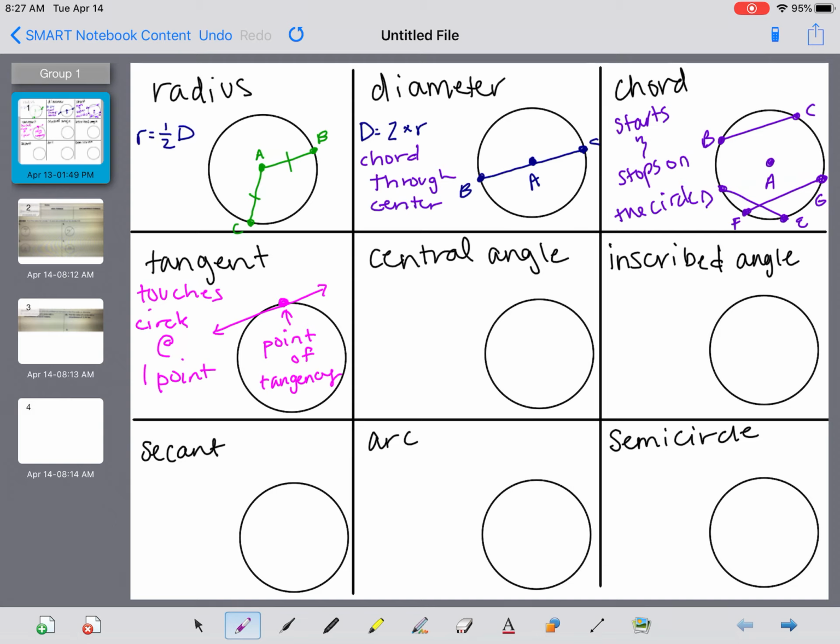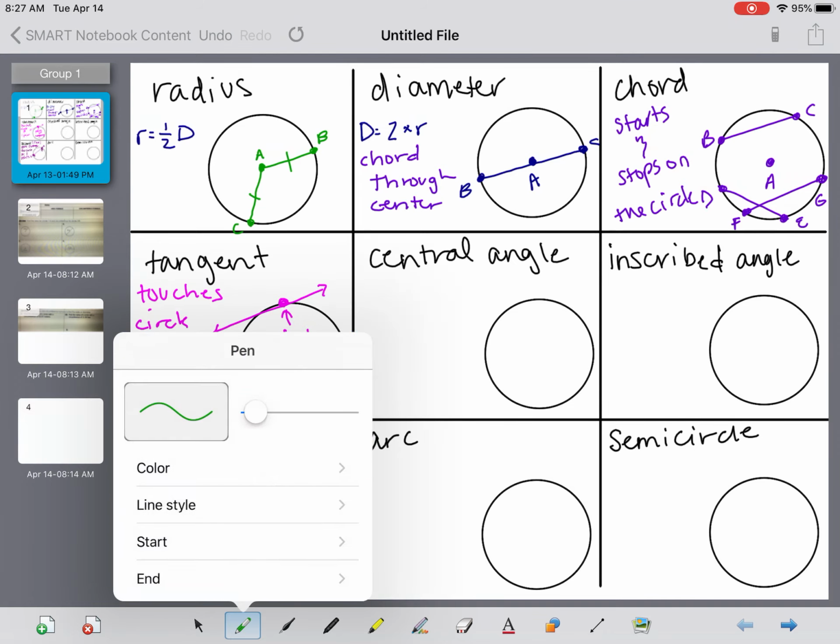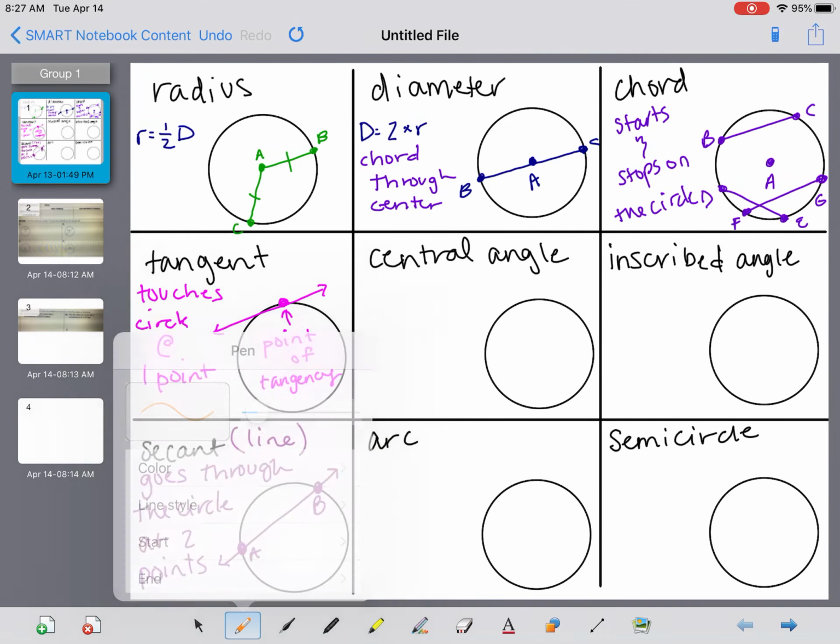All right, I'm going to come straight down from here and talk about a secant. So a tangent touches the circle at one point. A secant is a line that goes through the circle at 2 points. So it looks kind of like a chord, except it keeps going. So the line A, B. All right, and this goes through the circle at 2 points. This is a line. It's not a segment, it's a line. It never stops. It keeps going forever. So it goes through the circle at 2 points.